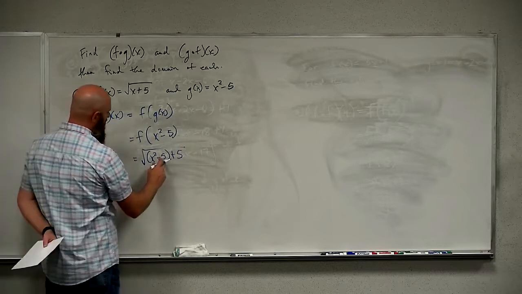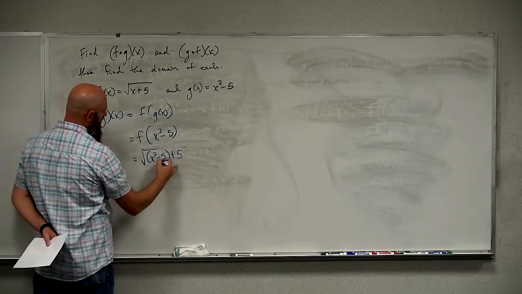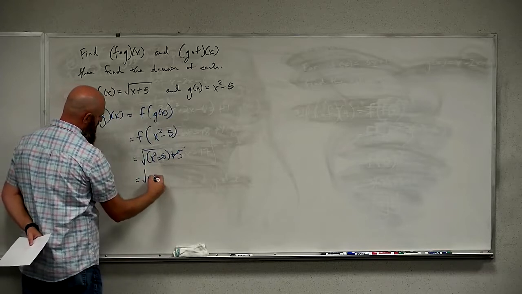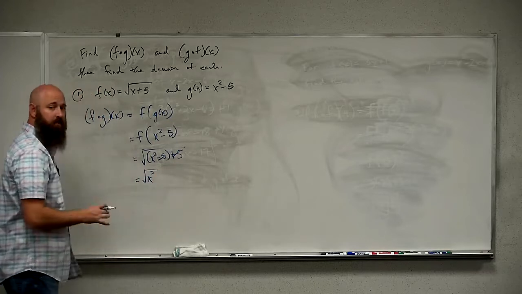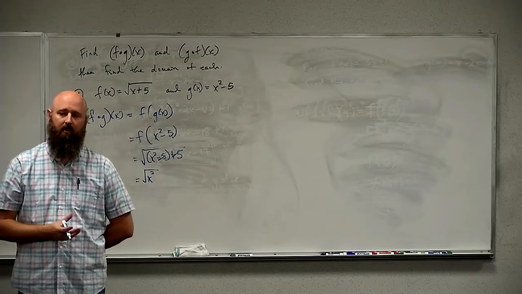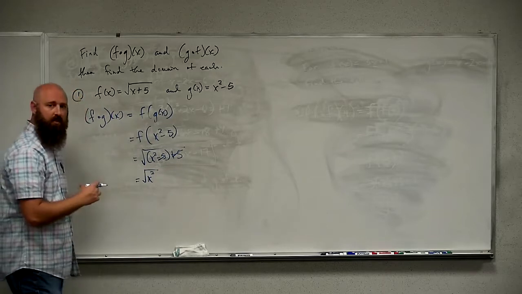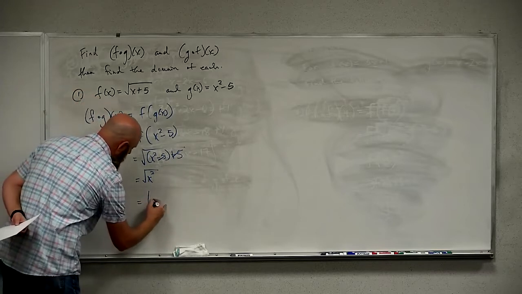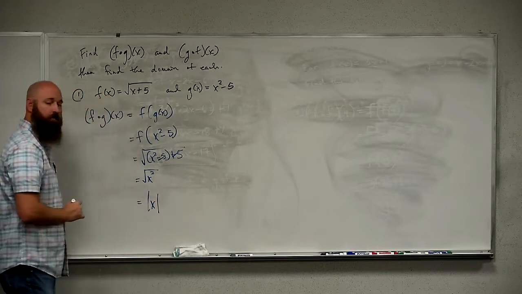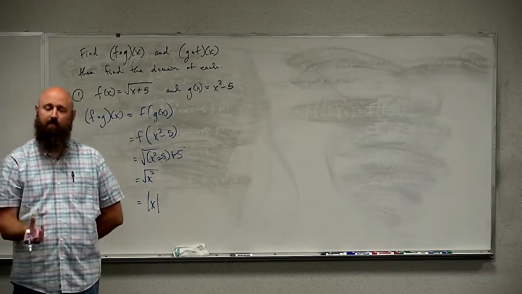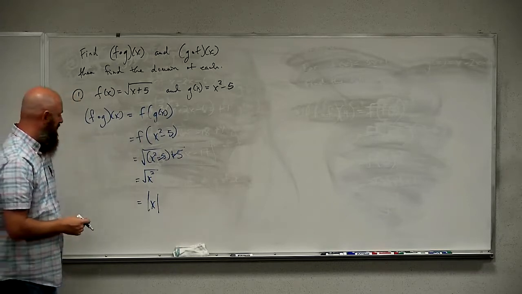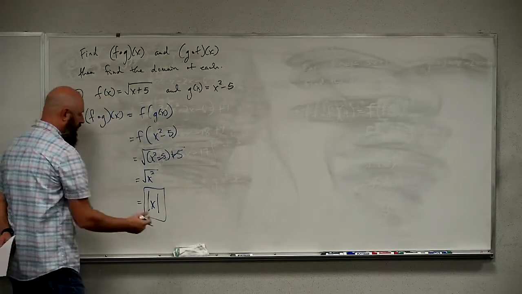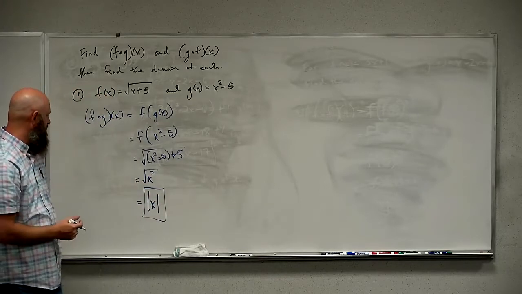All right, so here, those are going to cancel. That leaves me with the square root of x squared. But we do have to remember, because we don't know anything about x squared right now, that when we take the square root and it's an even power, this gives us the absolute value of x. Okay, so we have to remember that from way back in unit 3. And that is our f of g of x.